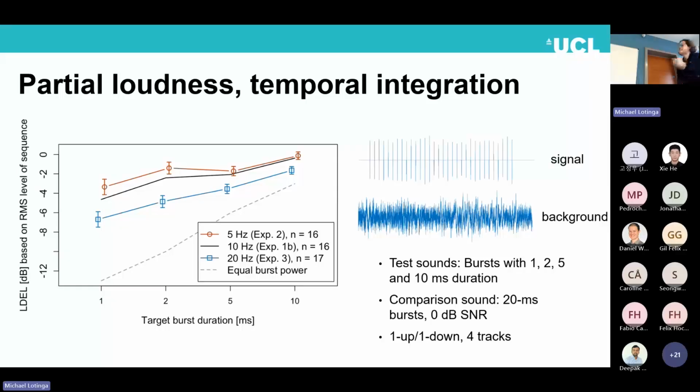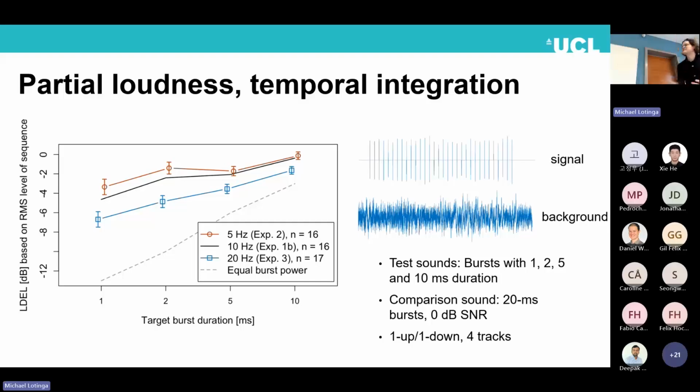And to bring our model forward, we did some experiment to further investigate the temporal effect. And for doing so, we presented sequences of bursts in a rather stationary background noise to our participants. The bursts and background noise had the same overall spectrum, so that we don't have any spectral effects, only temporal effects. And the signal sounded a bit like a helicopter noise because the bursts were repeated with a frequency of 5, 10, or 20 Hertz in our experiment.